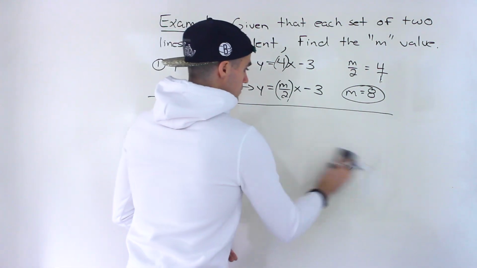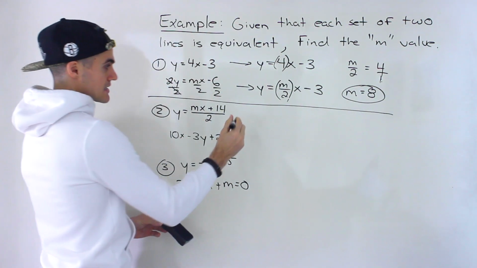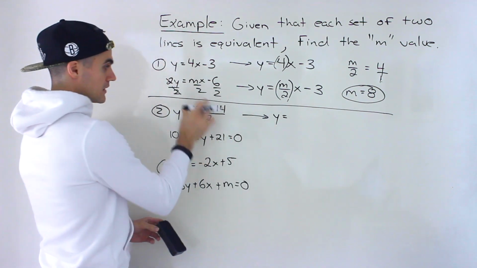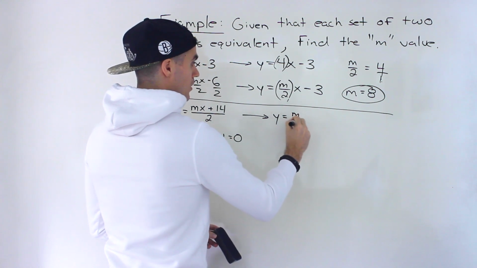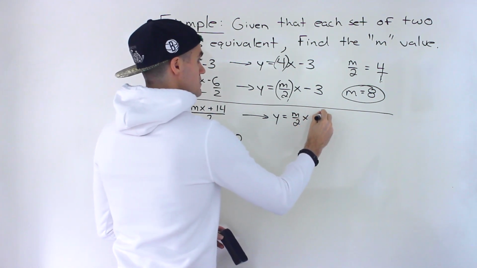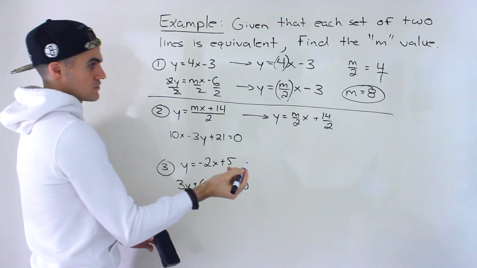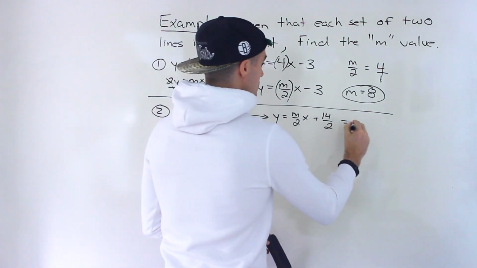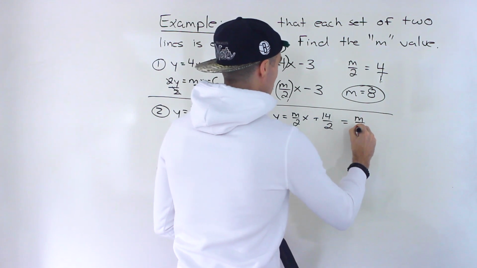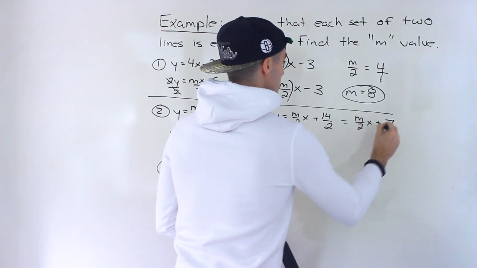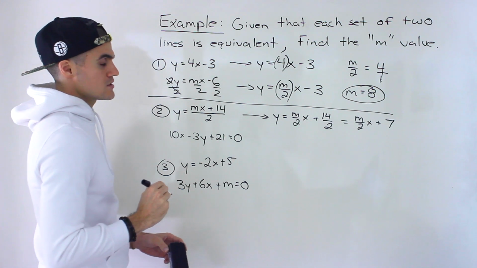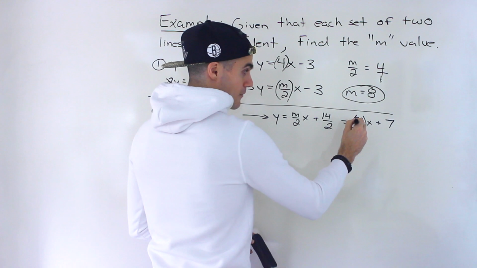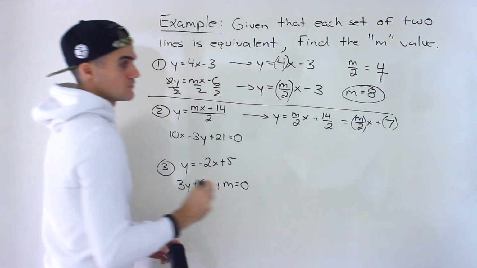So what I'm going to do with this line is the exact same thing I just mentioned. Splitting this fraction up, we'll have m over 2 x plus 14 over 2. This 2 went over this, this 2 went over that, and notice the 14 over 2 actually simplifies to 7. So we've got y equals the slope times x plus the b value, 7.